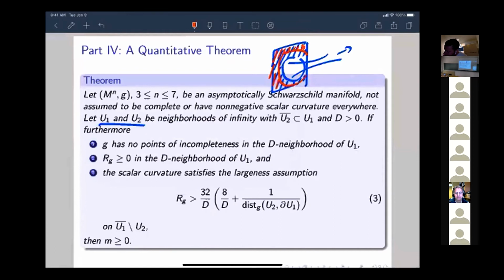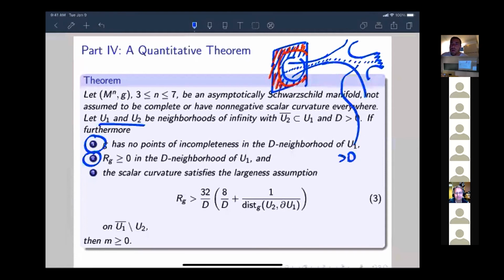And what it's telling you is that there are no points of incompleteness in the D neighborhood of U1. So that rules out, for instance, if I had something that, right, I have these other ends, they could be doing whatever, I don't know what they're doing, but suppose that I had some point of incompleteness here, so this is now incomplete, then what I need is I need this distance in the metric g from U1 to be larger than D. So that's what the first assumption is saying. The second assumption is saying that the scalar curvature is non-negative in the D neighborhood of U1.